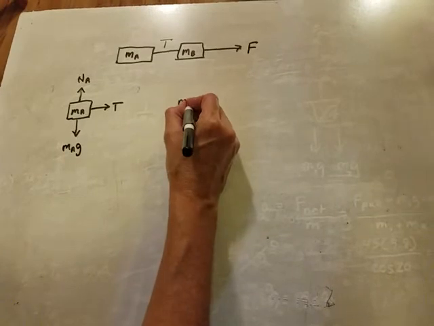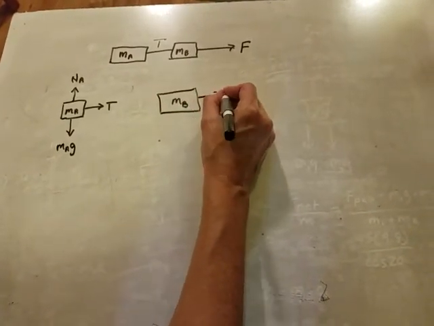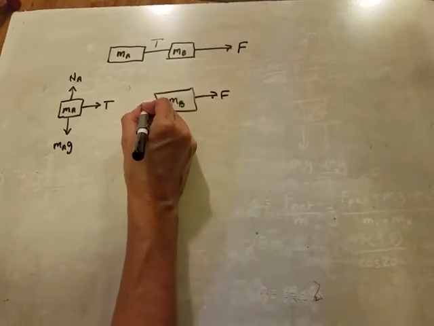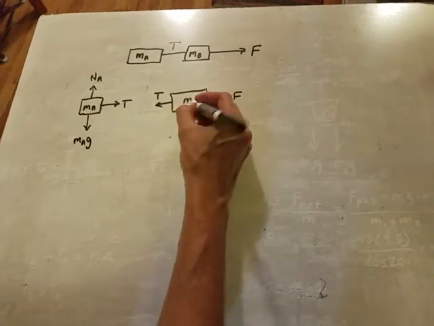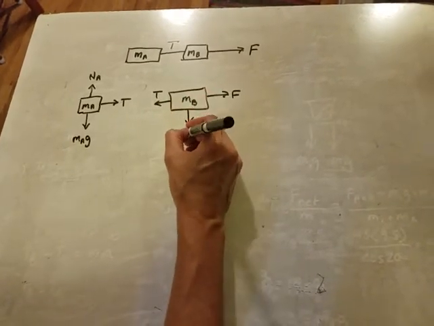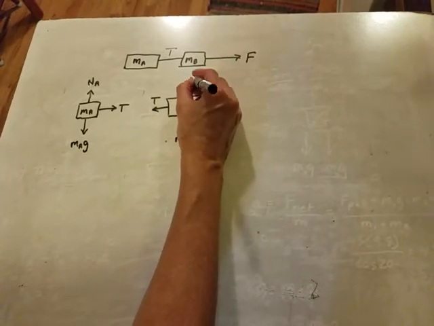On our MB, we've got a force pulling in this direction. We have our tension, which is equal to this one over here, pulling in the opposite direction. We're going to have MBG, and we're going to have a normal force.